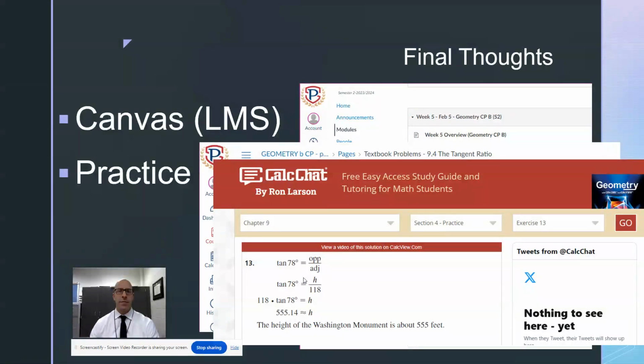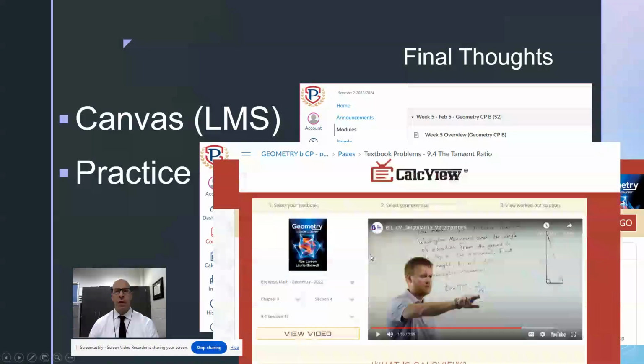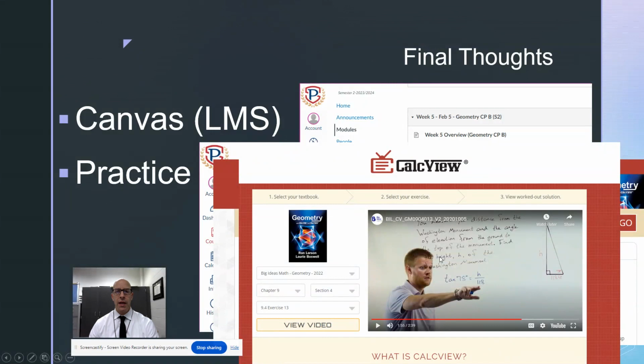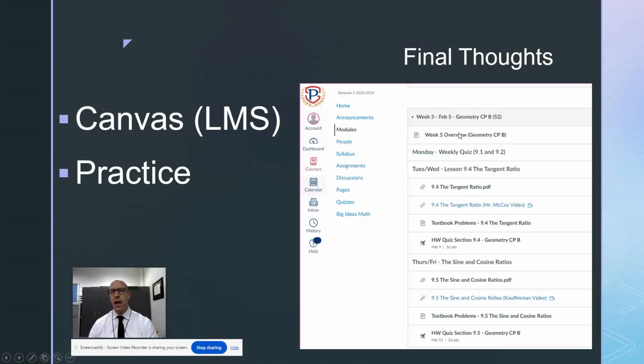So this is a really nice way for a student to verify that they do indeed understand the lesson. And let's just say a student looks at this and they're still like, man, I still don't understand how they got 555.14 for the height. Well, then they could go to Calc View if they really needed to, and there's a video. Now, not every homework problem has this, but many of them do. So here's a teacher that's actually explaining how he came up with that answer.